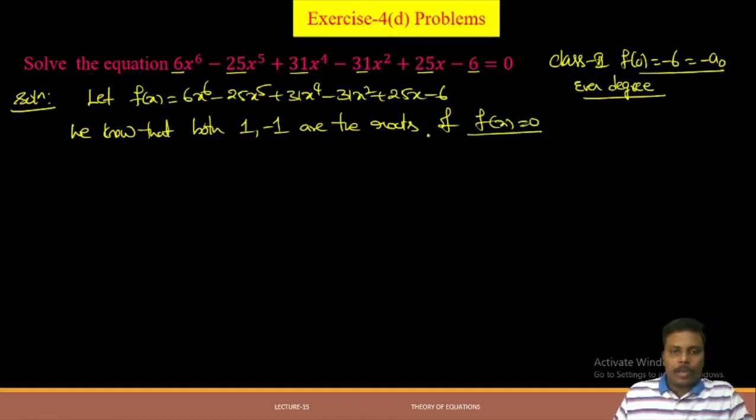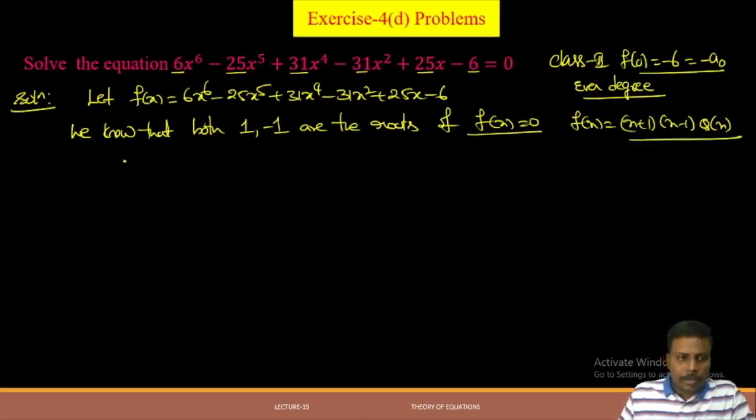Okay, now this f of x can be written as (x plus 1)(x minus 1) q of x, since both are roots. Let us find q of x using synthetic division. Let me write the coefficients in this order: 6, minus 25, 31, and here the x cube coefficient is 0, so I am writing 0 here, then minus 31 and 25, minus 6 here. Let me divide with 1, 0.